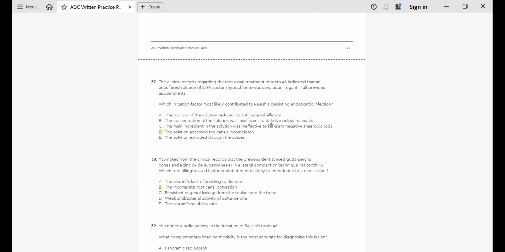Option A, the sealer's lack of bonding to dentine. Why would the sealer's lack of bonding to dentine be a factor in endodontic treatment failure? We are not really concerned about that, right? We are more concerned about the incomplete root canal obturation. So if you have a better option than A, why would you go for A?